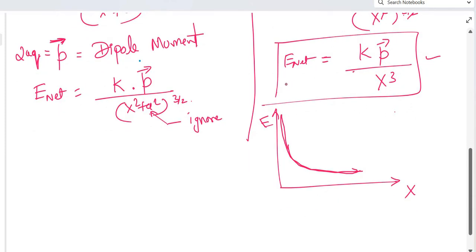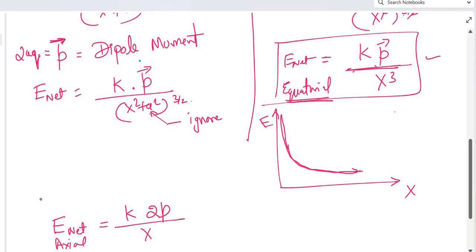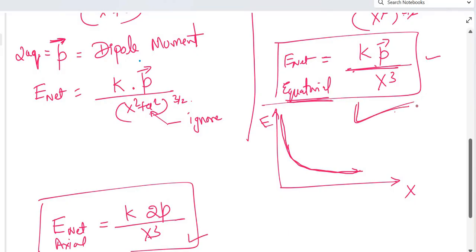Okay. So from here we can write a conclusion. This is at the equatorial point. Remember, it is half of the electric field we get at the axial point. If you see the other video, the E net at the axial point was K 2P by X cube. So you can watch it in my other video. So this is a very important derivation. You do it 2-3 times by yourself.